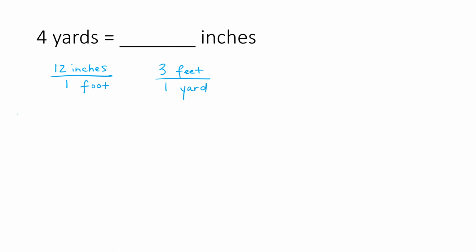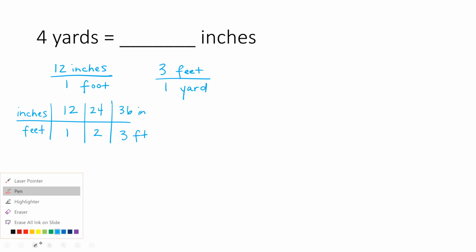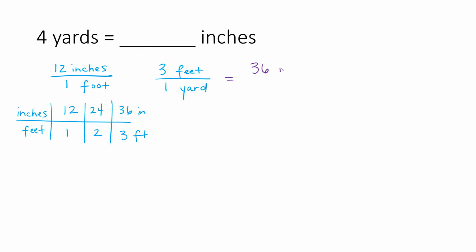I'm going to do a ratio table for this one because I'm only going up to 3. So I know that there are 12 inches in 1 foot. That means there's 24 inches in 2 feet, and therefore there's 36 inches in 3 feet. So that tells me over here that there are 36 inches in 1 yard. But I'm not done because I want to figure out how many inches are in 4 yards.